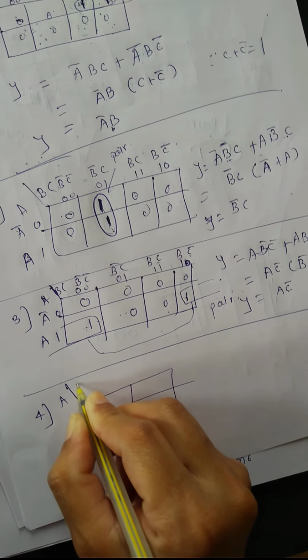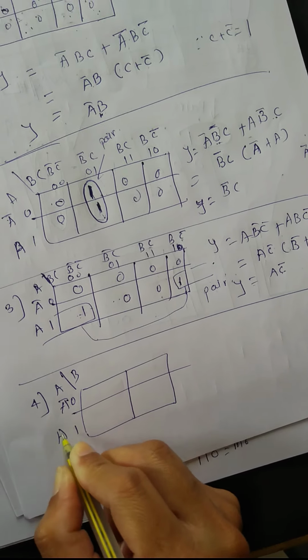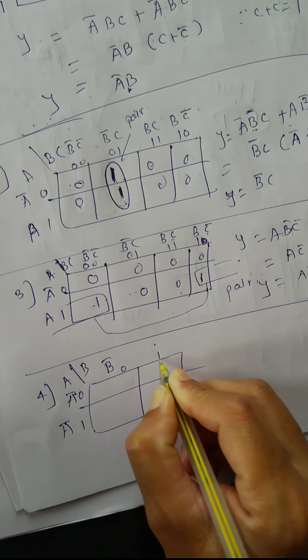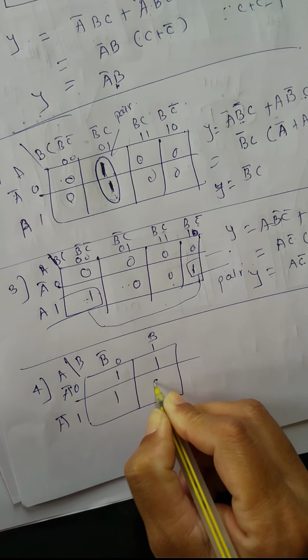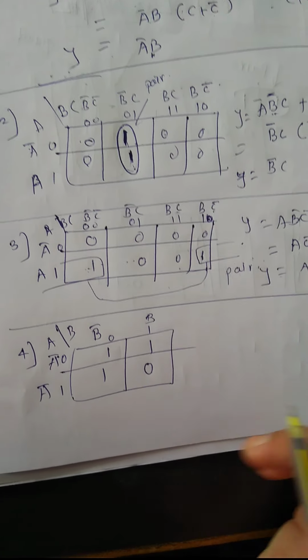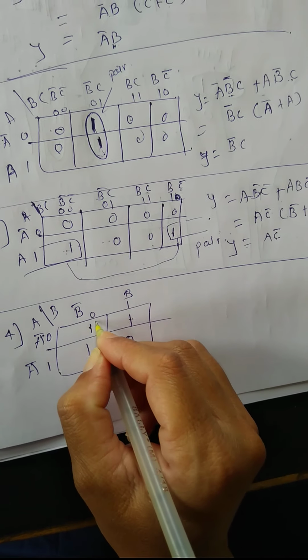In that two variable K-map structure, we have A bar, A on one axis with 0 and 1, and B bar, B on the other. Here is 1, here is 1, here is 1, and here is 0. Then how do we group the ones? For this one, here is 1 available. For this one, here is 1 available.